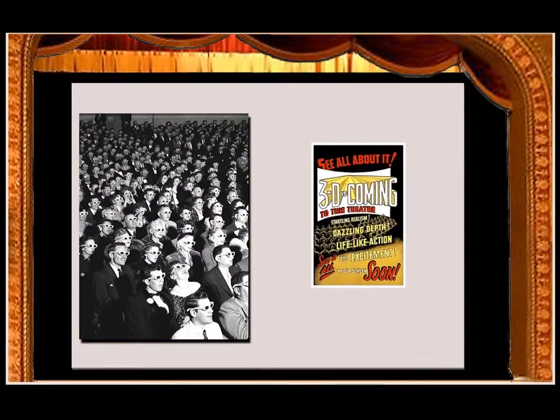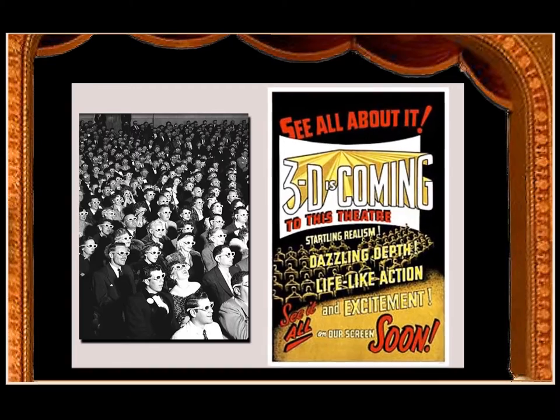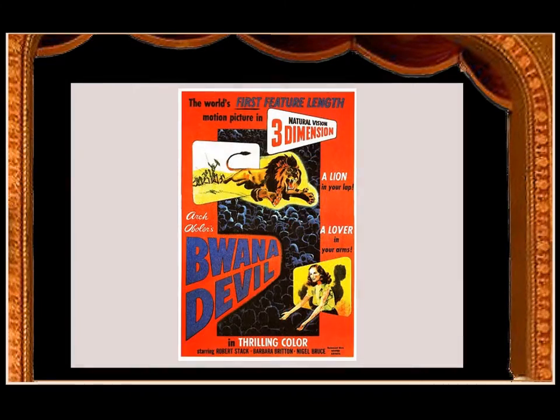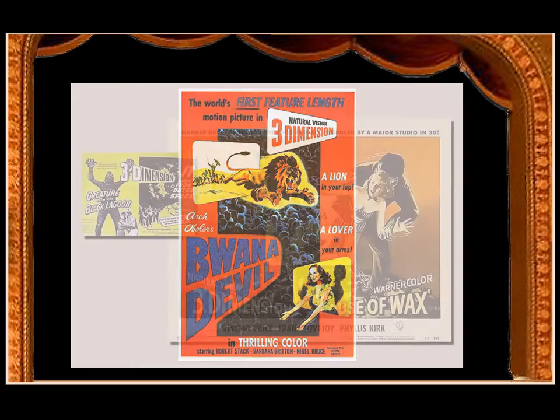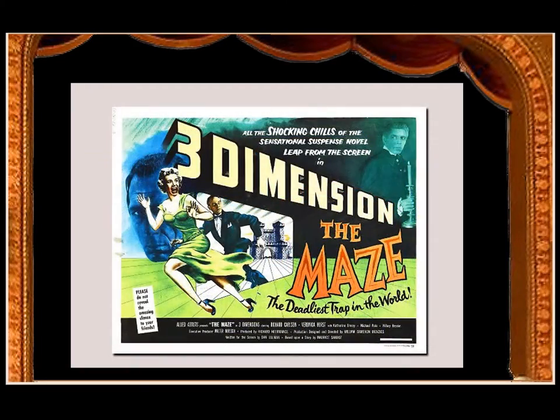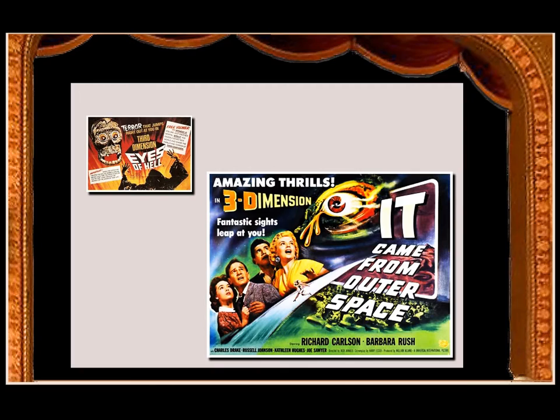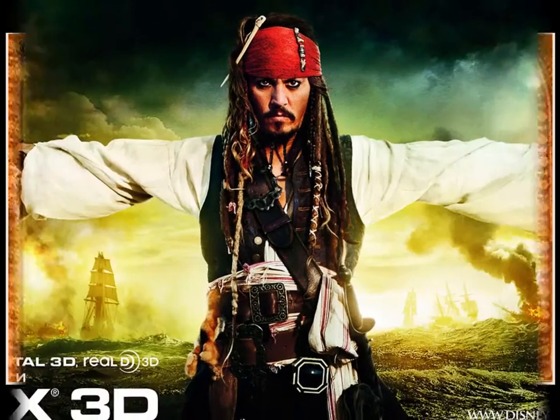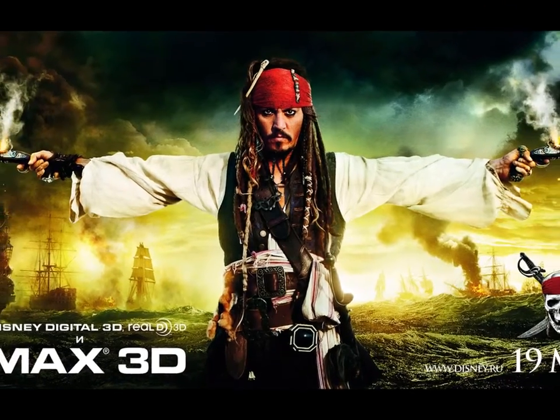Luckily, cinema audiences of the 50s and 60s could still be terrified by Bwana Devil, The Creature from the Black Lagoon, The House of Wax, and many more titles in glorious 3D. And now they're back, bigger and bolder than ever.